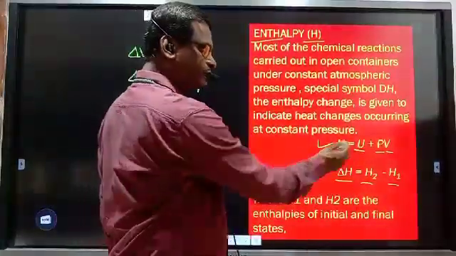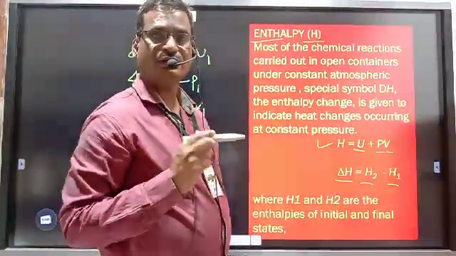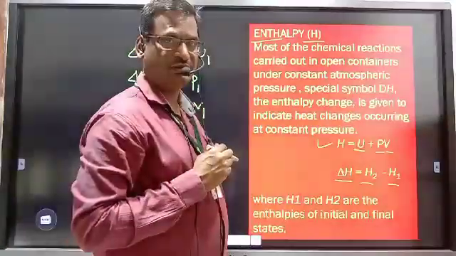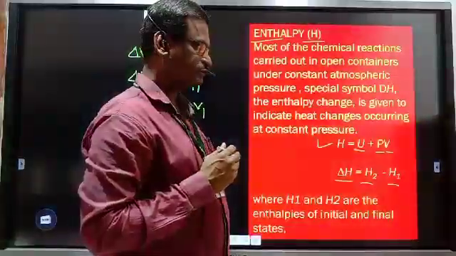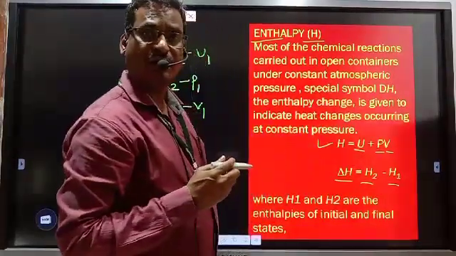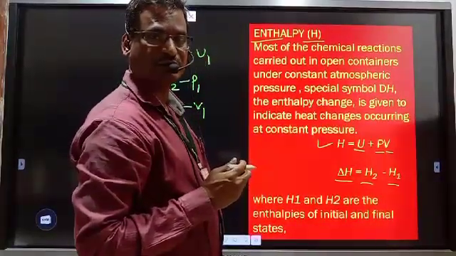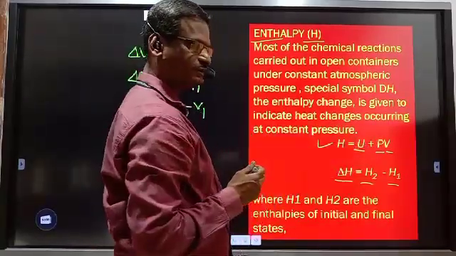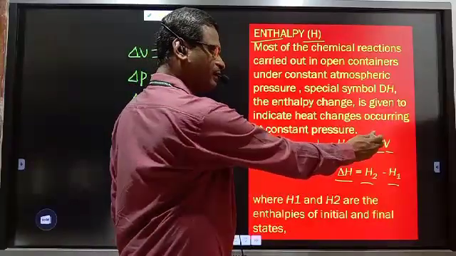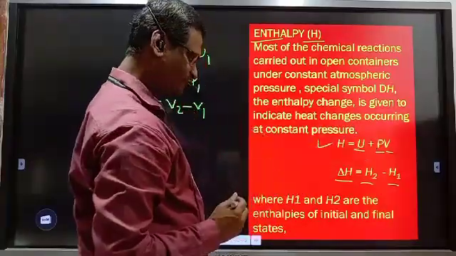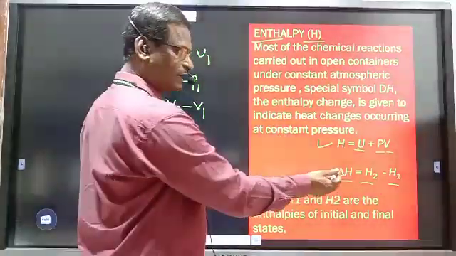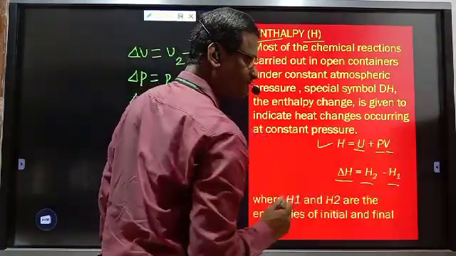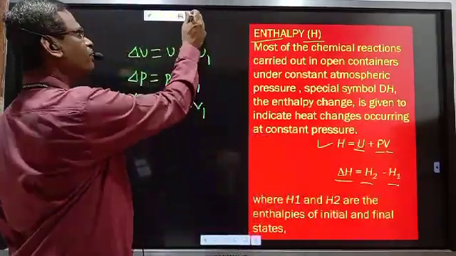Here U is the unavailable energy to do work, and PV is the available energy to do work, pressure-volume type of work. The summation of unavailable and available energy to do work is known as enthalpy, that is a state function. Delta H is equal to H2 minus H1. Here H1 is the enthalpy in the initial state and H2 is the enthalpy in the final state of the system.